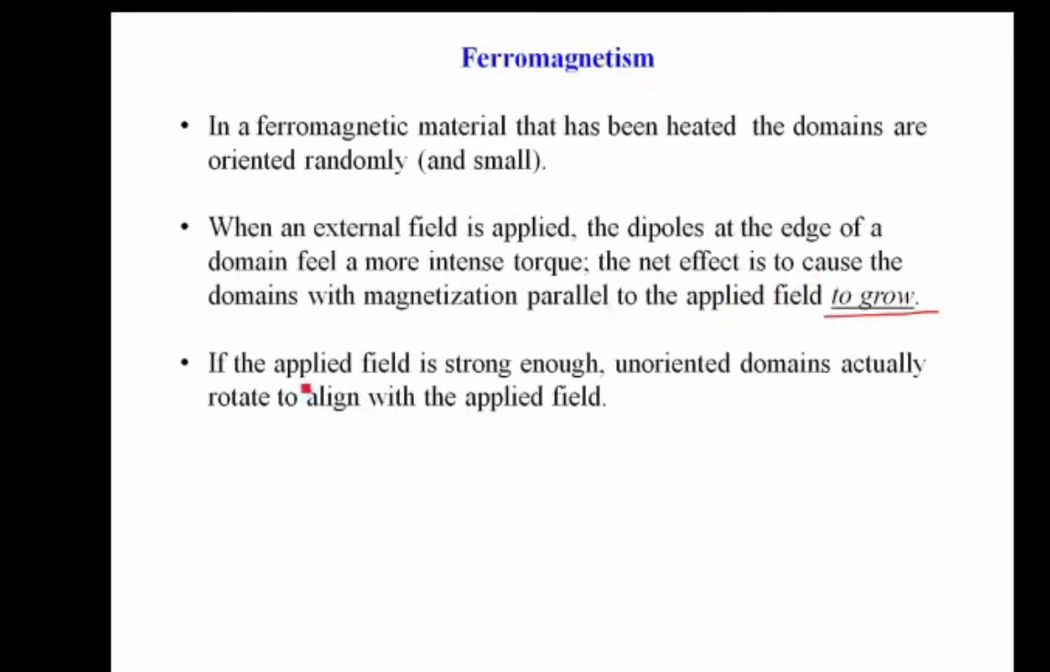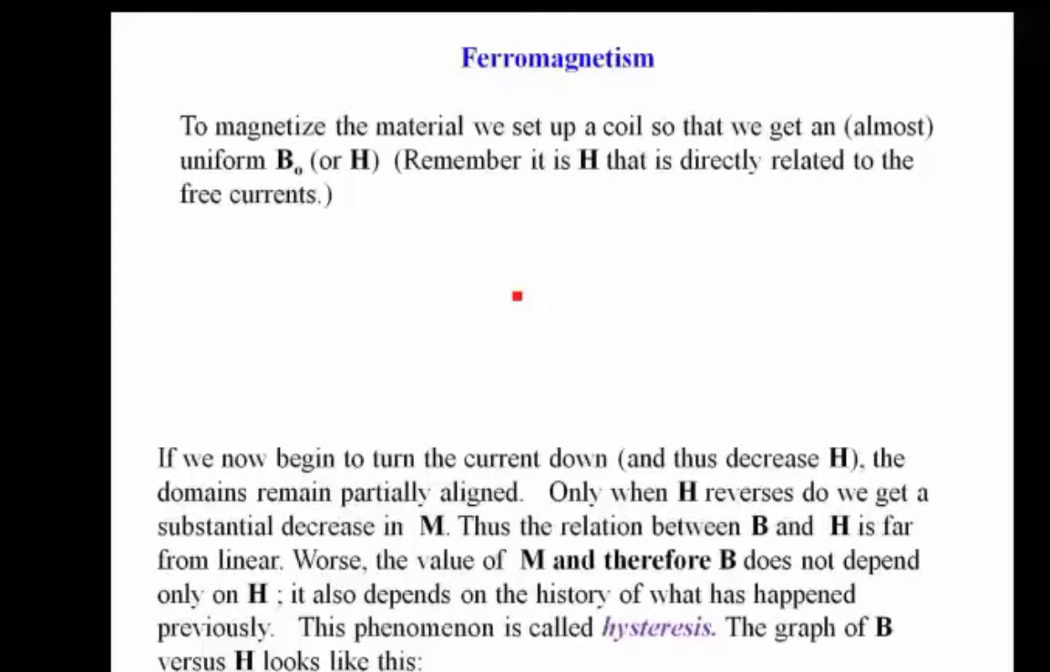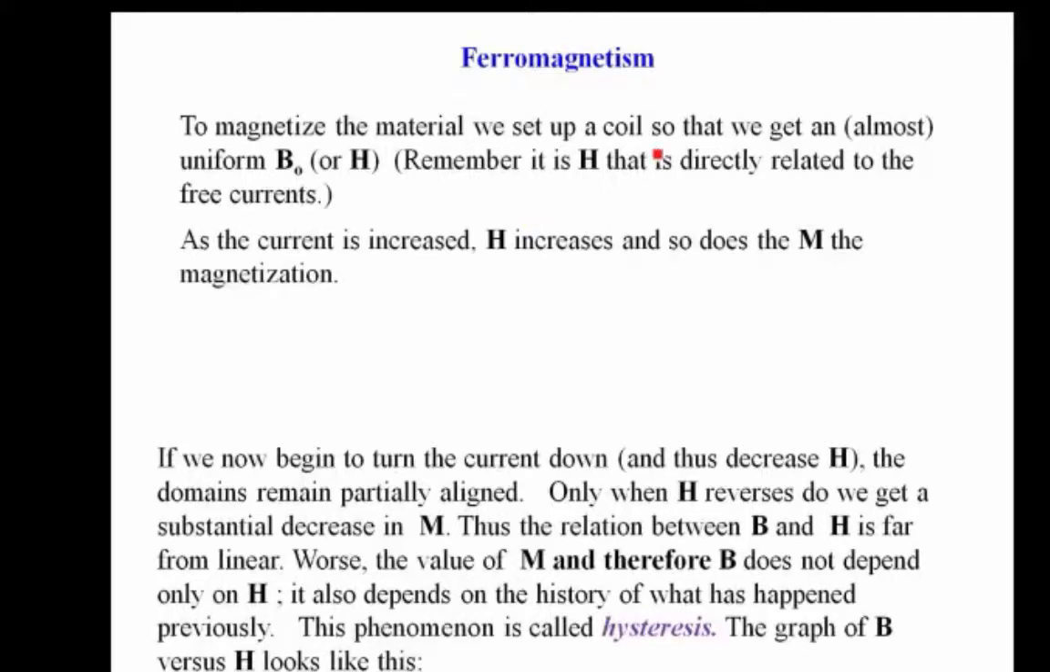If you apply a strong enough field, unoriented domains try to align by rotation of capital M with the applied field. When all the domains are aligned, you're saturated. You have the material with the largest M that you can get, and so therefore the B inside has its maximum value. To magnetize the material, we set up a coil so that we can get almost a uniform B0 or H, and this coil would surround the material.